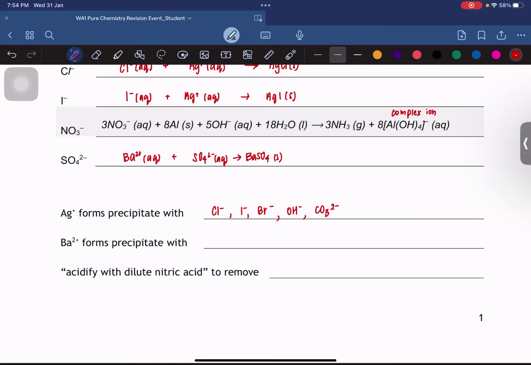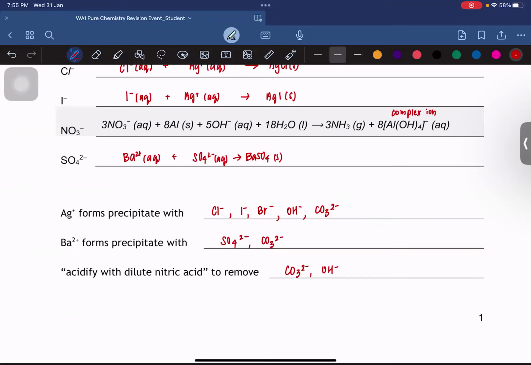Okay? Next, barium usually forms precipitates with sulfate, correct? What else? Calcium. Carbonate. And then when we acidify with dilute acid, what do we use it to remove? Earlier on, we said carbonates, and one more, hydroxides.